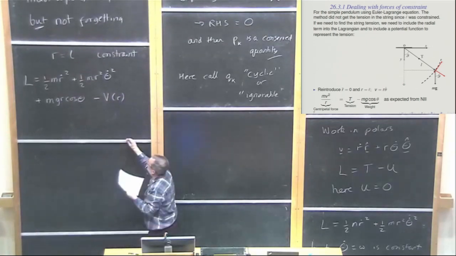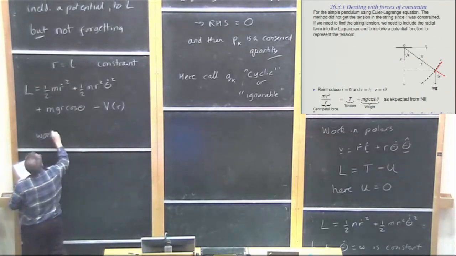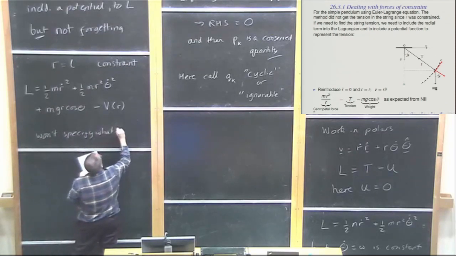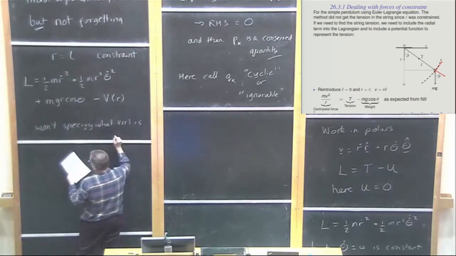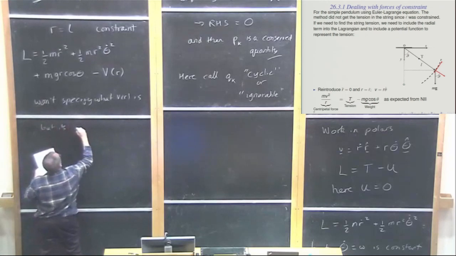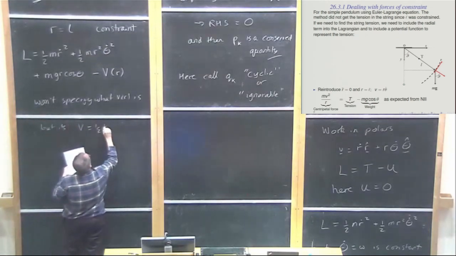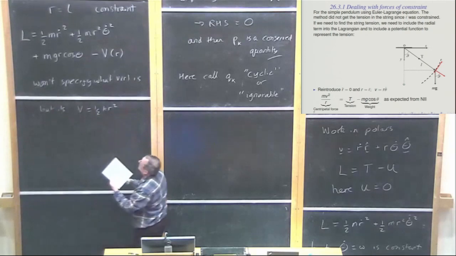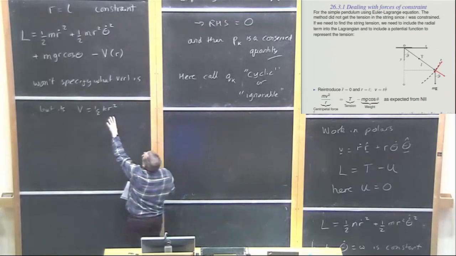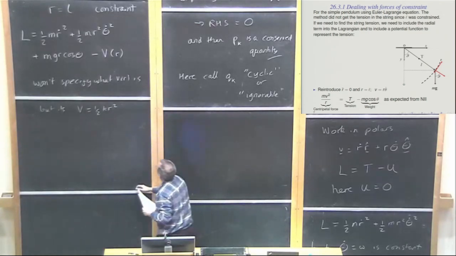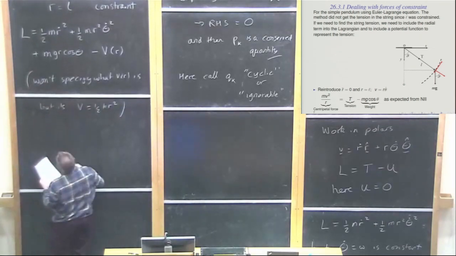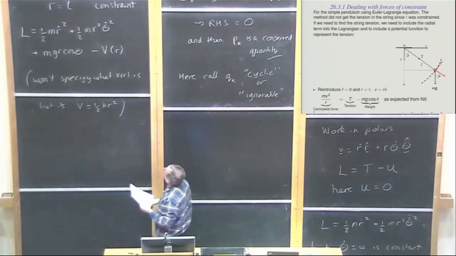Now, I won't actually specify what VR is, but having said that, let me write down what it clearly is. It's just going to be a half kr squared, right? It's the potential energy in a stretched spring, but we don't need to write that explicitly to progress with this.